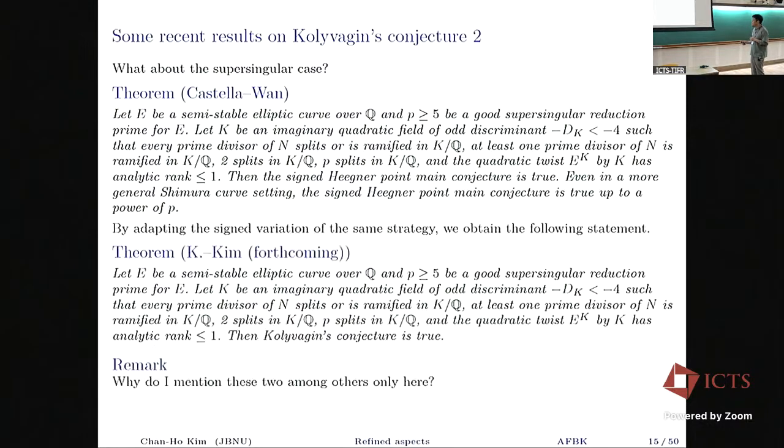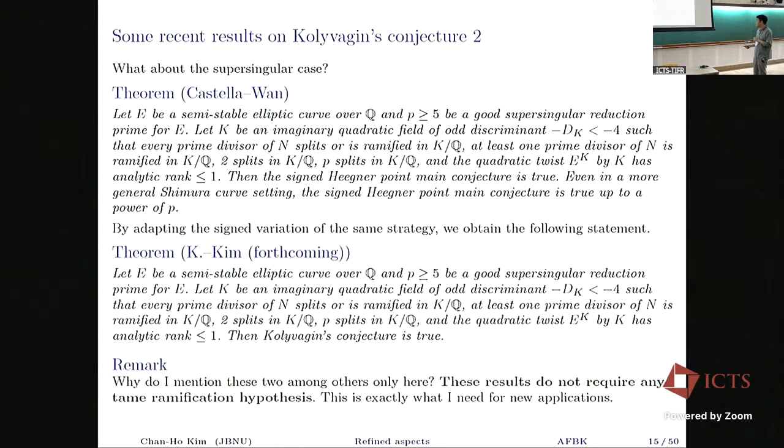What I could do is develop the connection more. Under the same conditions, I could prove that Kolyvagin's conjecture is true in the supersingular case. Of course, there are many other people's works. I didn't say the names, and I'm really sorry about that. But here's the reason why I mentioned only these two among others: the biggest reason is that this result does not require any tame ramification hypothesis. This is exactly what I need for a new application.